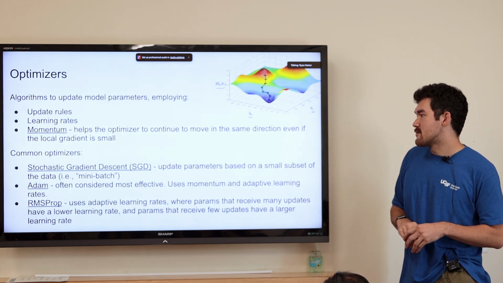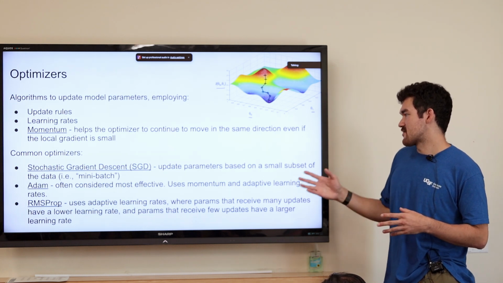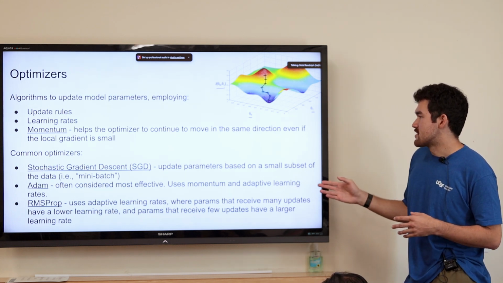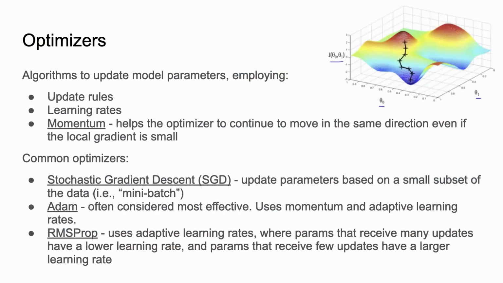The Adam optimizer is maybe now the most popular. It uses both momentum and adaptive learning rates, and that's defined in this next one, RMSprop, which Adam is a derivative of, which uses adaptive learning rates, and that just means that parameters that receive many updates are updated with a lower learning rate, while those that receive few updates receive a larger learning rate.